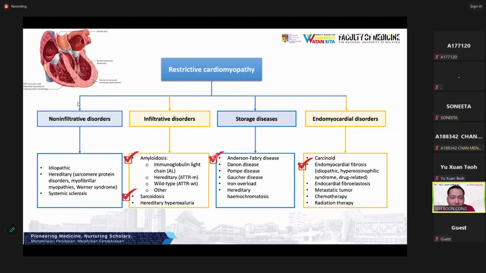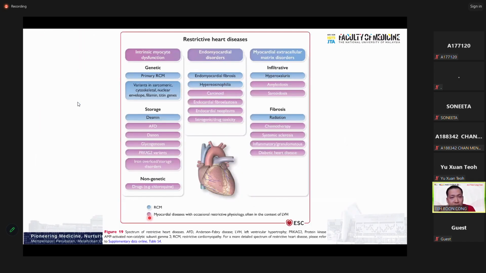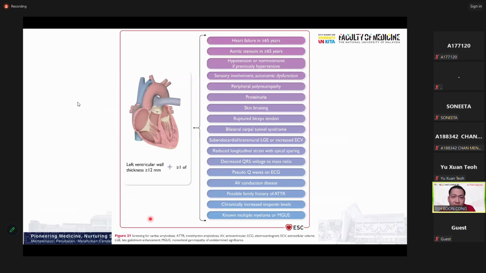The common ones you see are your amyloid and also your sarcoidosis, and the rest are rare. Okay. So restrictive cardiomyopathy can present similar to heart failure. They can present as arrhythmia as well. They can present with chest pain as well. So it depends on which stage the patient presented at.